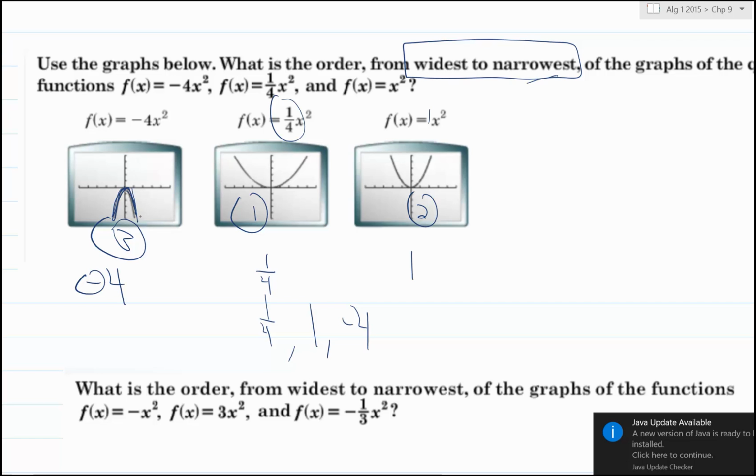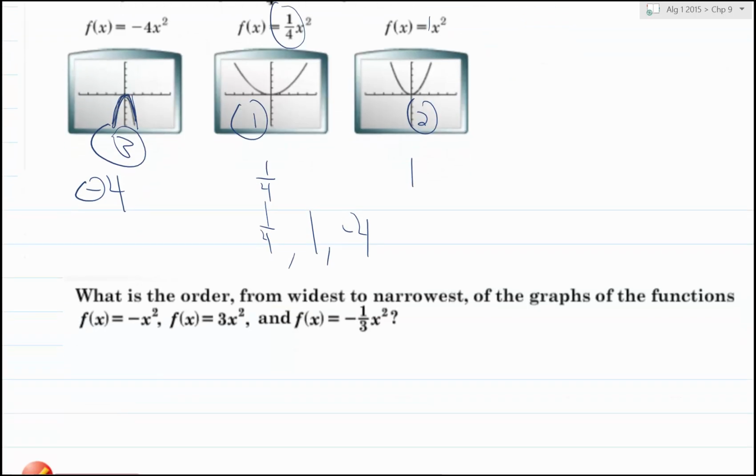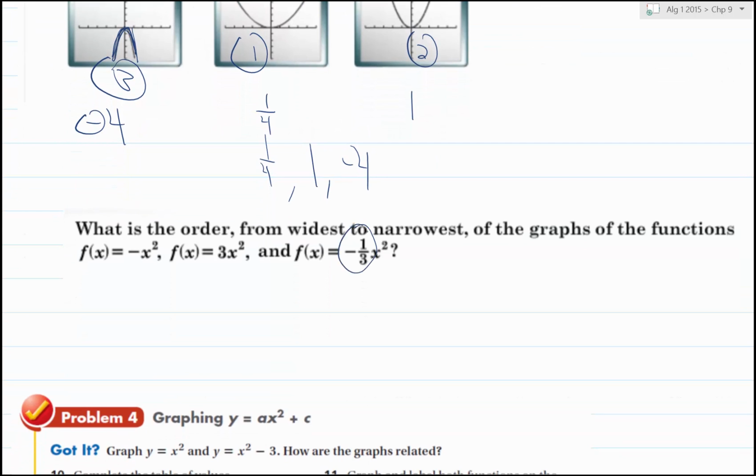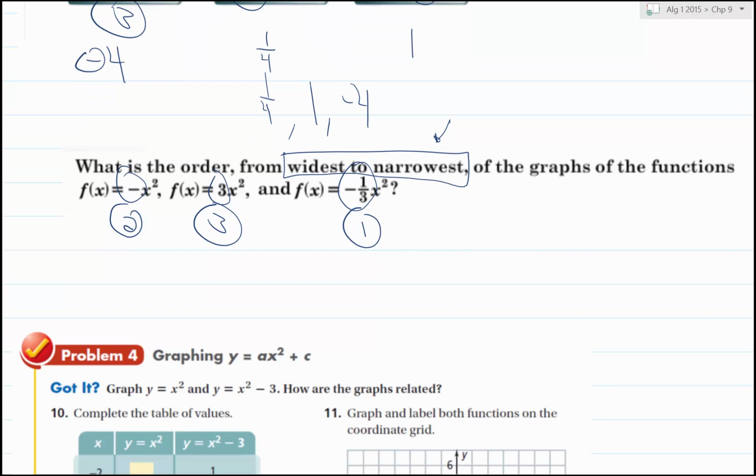Okay, so if we're talking about widest to narrowest, as we evaluate these a values, what's the smallest number we have disregarding the negative? So we know it's going to be 1/3, and then 1, and then 3 for the widest to narrowest. So make sure you always read this part. It'd be really easy for me to flip-flop that. I'll try not to, but just make sure we're reading that.